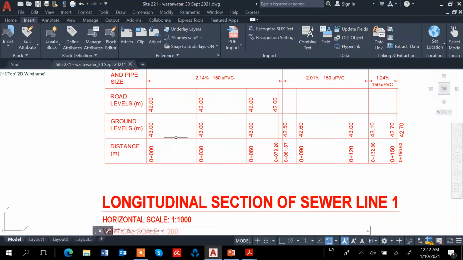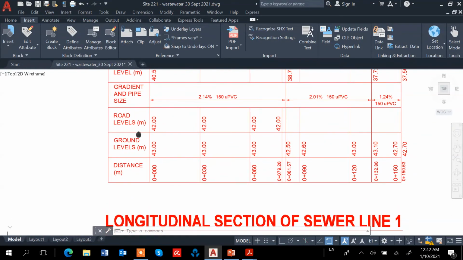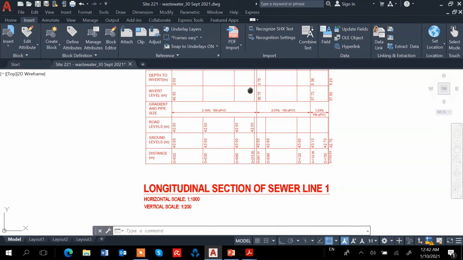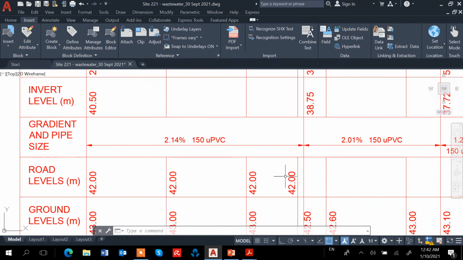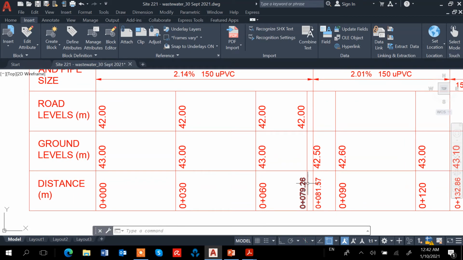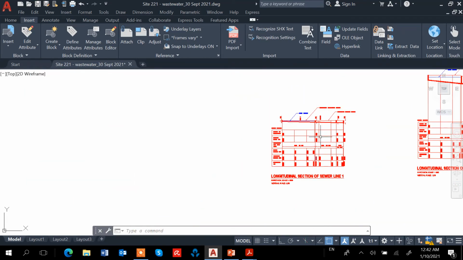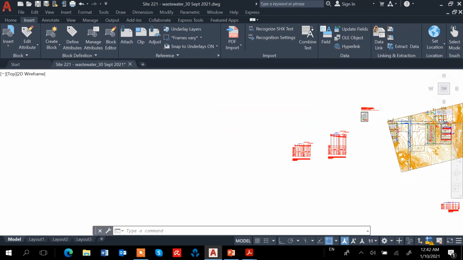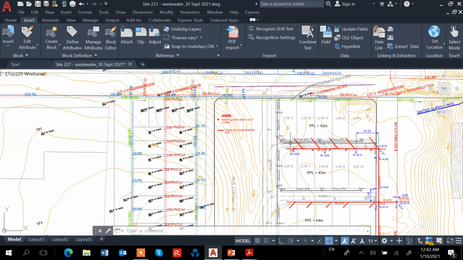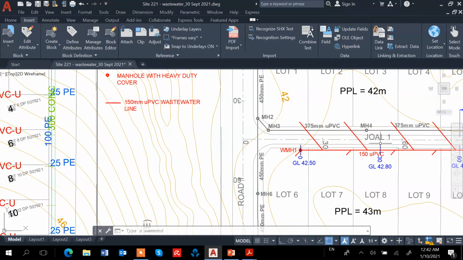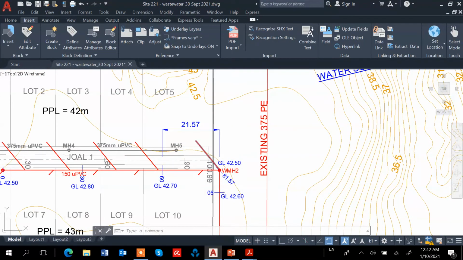Okay, so besides the ground level, the road level we can determine, because that's only from the drawn one, from here until about chainage 79.26. So the road only runs from here, in this case from WMH1 until the end at the boundary of the lots. So we only consider that.